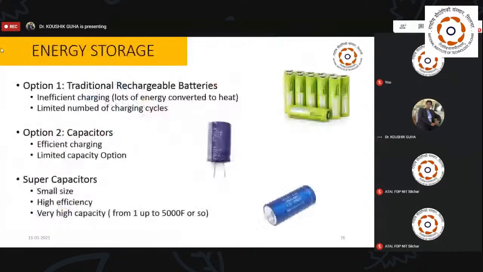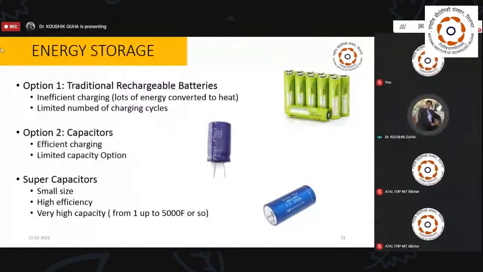So after harvesting the energy, you have to store the energy. There are options available. Option one is traditional rechargeable batteries, but the charging is very inefficient, and lots of energy is converted to heat. So it is going to be wasted, and there is a limited number of charging cycles.